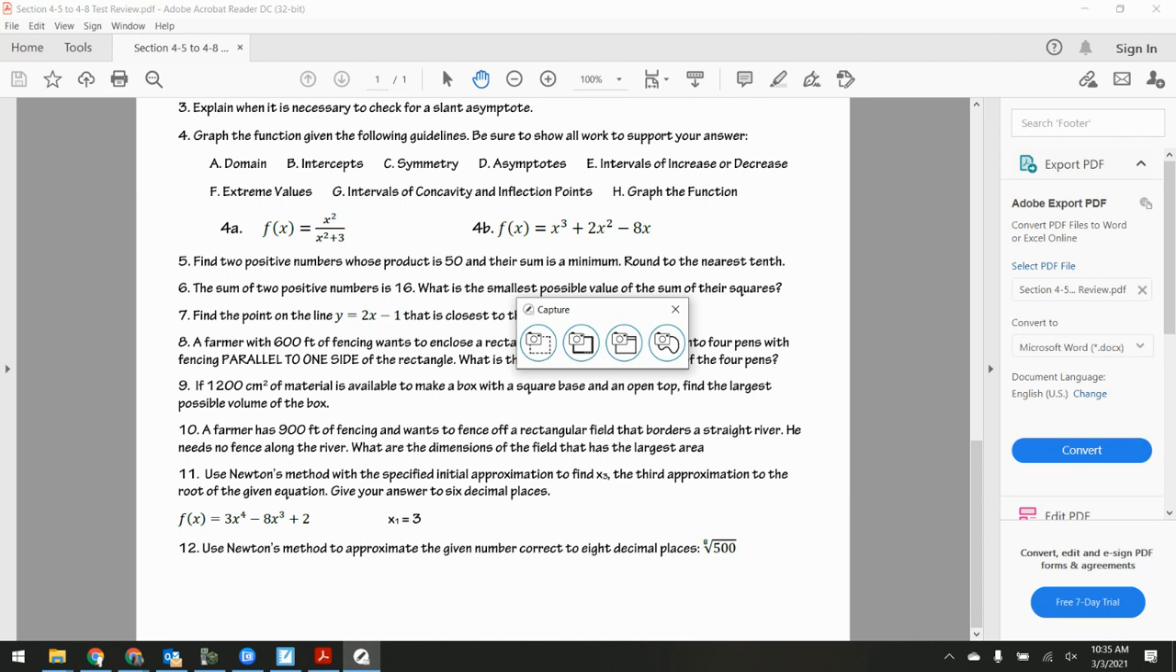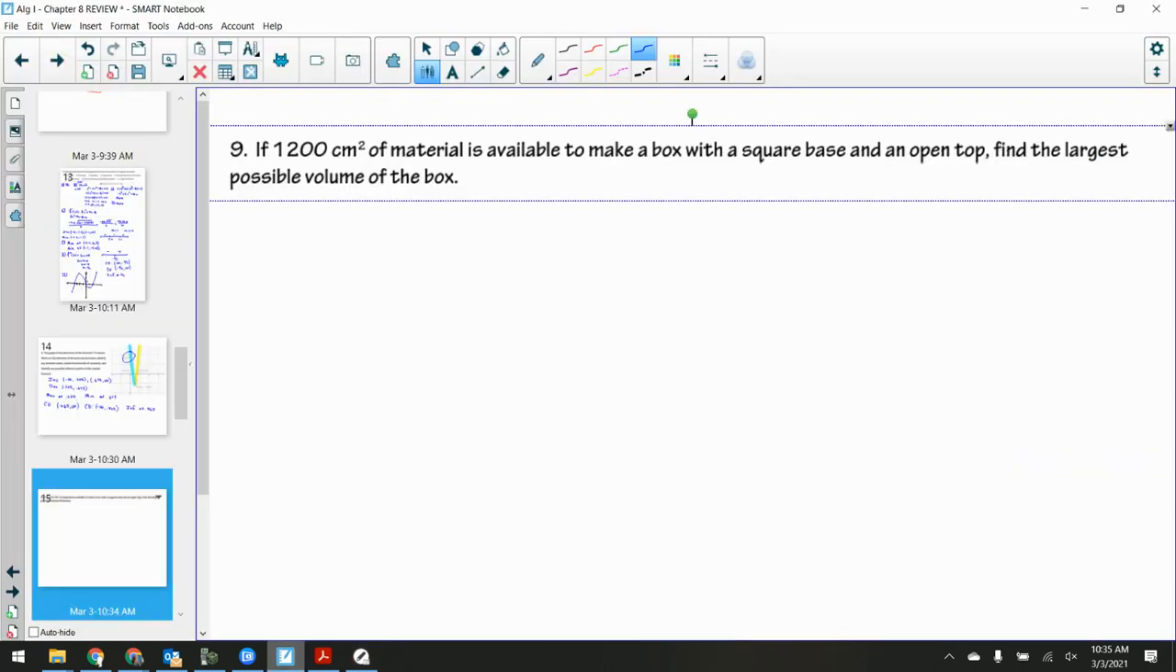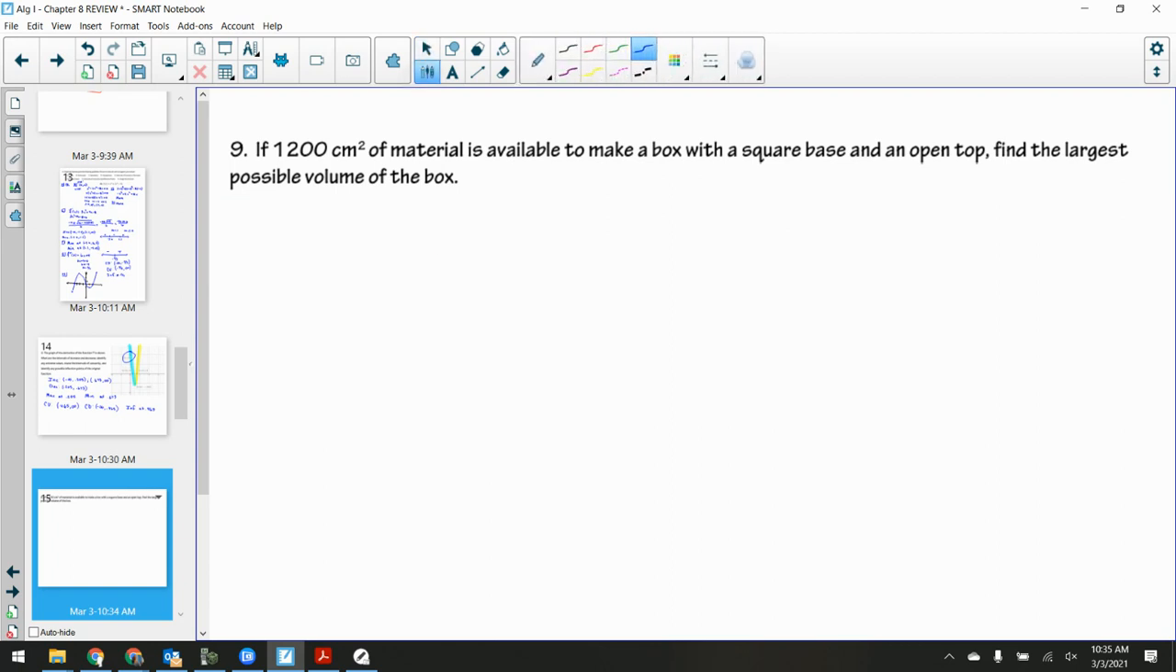Oh, this is the same one as on the homework. Okay. All right. If 1,200 centimeters squared of material is available to make a box with a square base and an open top, find the largest possible volume of the box. This is very similar to a quiz question. I had just made it a rectangular base where the length was 2 times the width. And then you didn't know the height either.